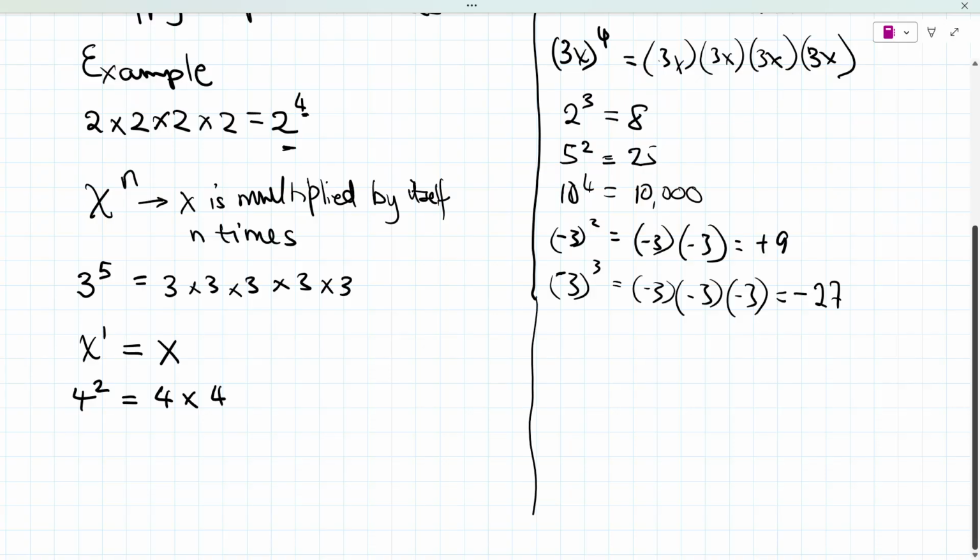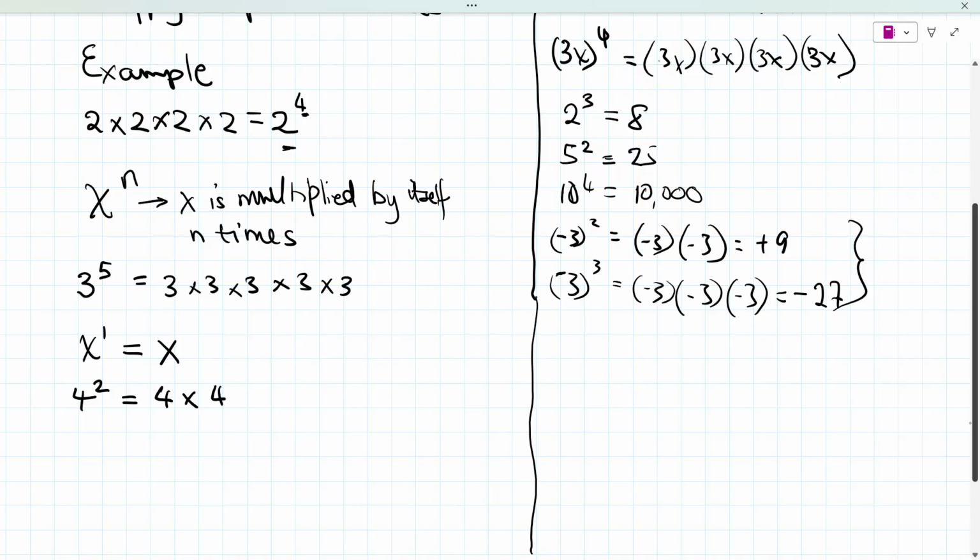Therefore, what do we pick from these two values here? An even number of negative factors, like we have in this case, will always give us a positive answer. And an odd number gives us a negative answer.